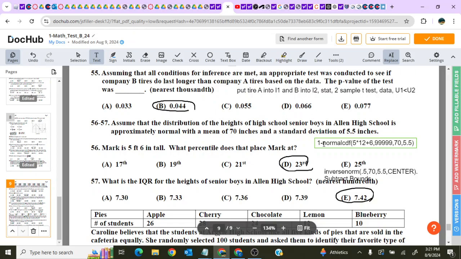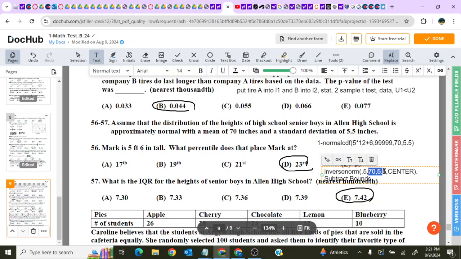And then what is the IQR for that data set? Well, the IQR is the distance between the middle 50%, because Q3 is the 75th percentile and Q1 is the 25th percentile. In other words, do inverse norm with an area of 0.5 and the data we mentioned earlier. Look for the center. That'll get you the middle 50% of data. So you subtract the bounds they give you and you get 7.42.